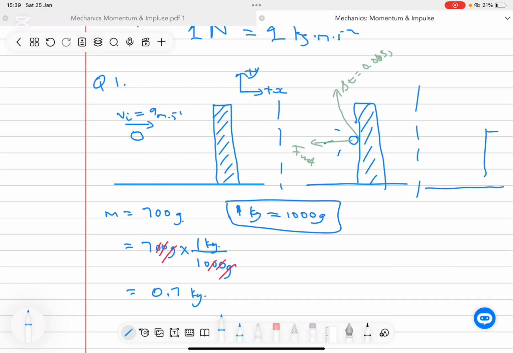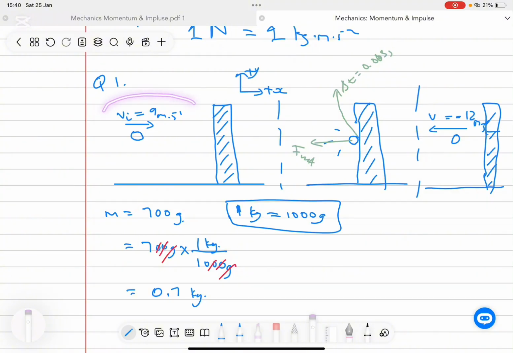So here we'll have the ball moving backwards with a velocity of 12 meters per second. Now this velocity would be negative because it is going in the opposite direction of what we chose. This is the negative direction. It's going opposite to what we chose to be positive.